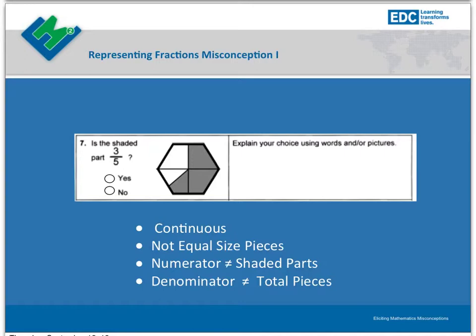We will take a look at student thinking about three items to gain a better understanding of misconception one. All of the items we will explore are continuous, meaning that the shaded in areas or the unshaded areas all share common borders. Each item will have unequal portioning. Students will have to consider the size of the pieces in each item to determine the answer. They will not be able to simply count the number of shaded in parts as the numerator and the total number of pieces as the denominator.